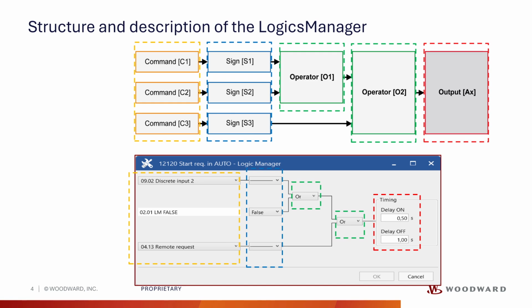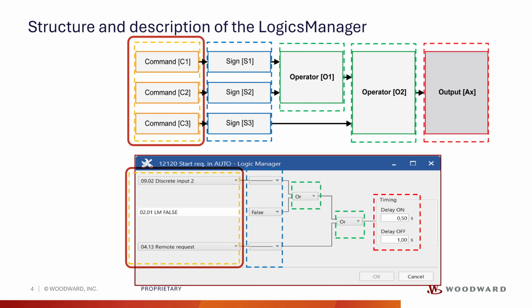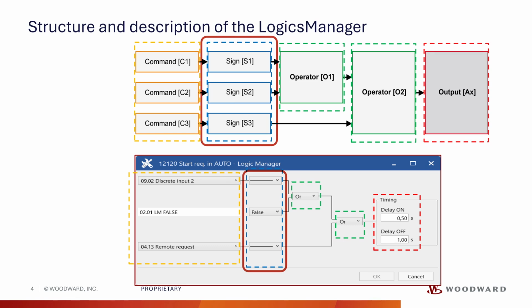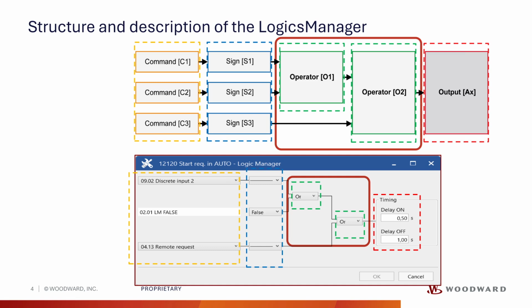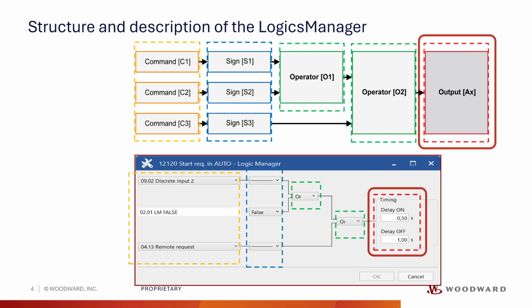Let us have a look at the structure of a LogicsManager. There can be up to 3 logical command or input variables. Furthermore, there is a sign configurable for each input. Then, after the sign there come 2 selectable logical operators. And finally, in addition there is configurable delay on and delay off time.